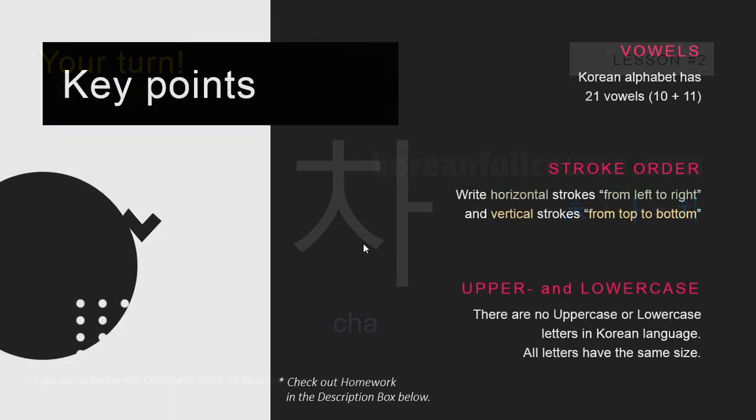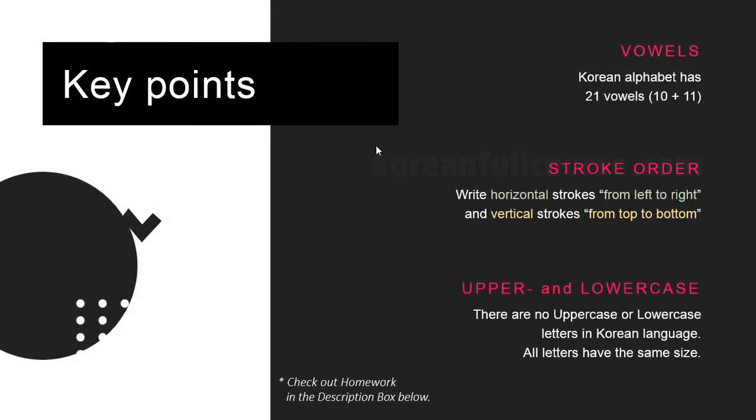So that's all for today. Let's take a look at the key points. There are 21 vowels in the Korean language. We have just covered 10 basic vowels, and in the next lesson we will learn 11 double vowels. And again, I have already explained this in the previous lesson, but if you're new to this channel, here's the rule. You should draw horizontal strokes from the left to the right and vertical strokes from the top to the bottom. Okay? And there are no upper or lowercase letters in the Korean language. All letters have the same size.